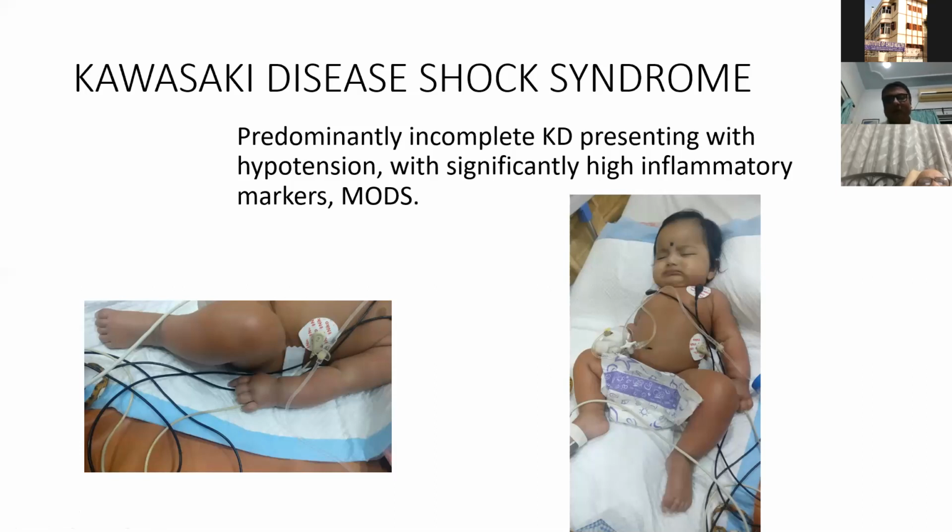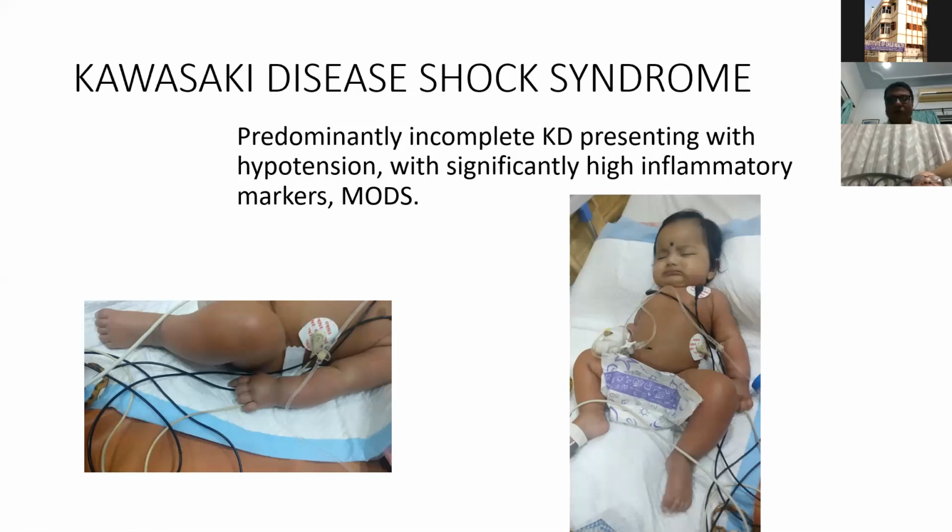Subsequently, we have come across another 3 or 4 patients of Kawasaki shock syndrome. And IVIG should be given, and a lot of times they will require steroids as well as IVIG. Now, just to mention, because we are encountering another entity nowadays, the MISC, the post-COVID hyperinflammatory syndrome. So that also presents with hypotension and shock.